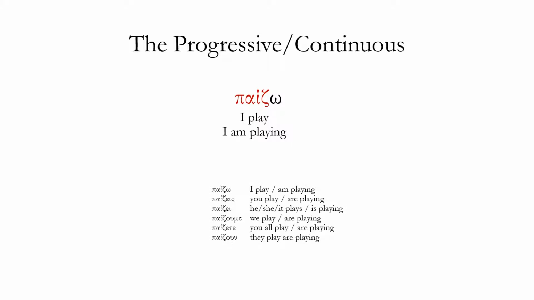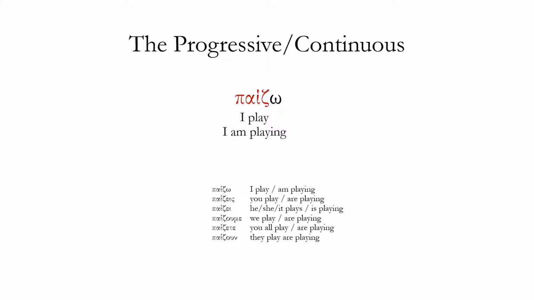And we know these endings. Παίζω, παίζεις, παίζει, παίζουμε, παίζετε, παίζουν. You'll notice that παίζ never changes. Only the endings change. And you can see that we have I play, I am playing. You play, you are playing. Now, some books will say this is also I do play. We're not going to go into all of the details.